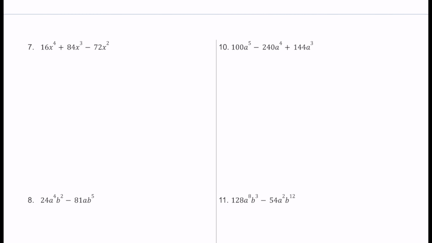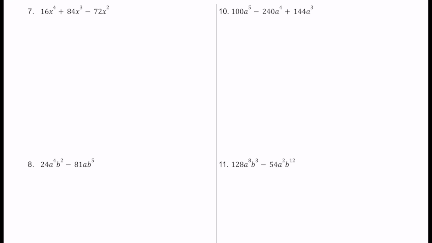For number 7, we have 16x to the 4th power plus 84x to the 3rd power minus 72x squared. Now remember, first things first, we should look for a GCF. I believe 4 would be the greatest common factor for these three coefficients, and then I think x squared is what they all have in common in terms of their variables. If we factor that out, we should be left with 4x to the 2nd power plus, I think that's what, 21x, and then minus, I think, 18.